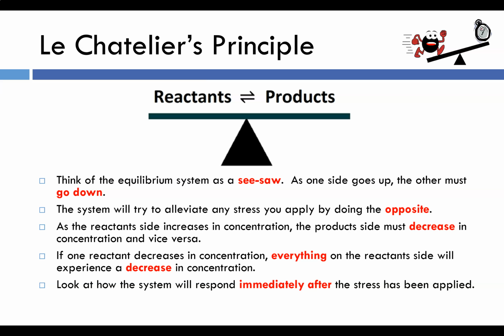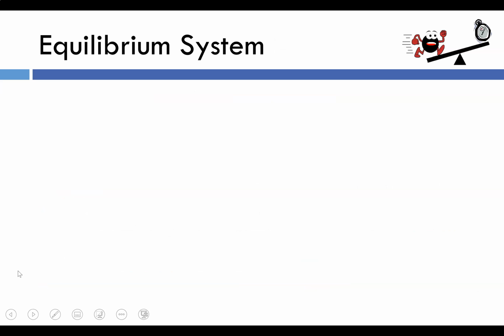And finally, we're going to look at how the system responds immediately after you stress it. So now where will the new equilibrium points be? I've caused the stress. What is happening as the system tries to reestablish equilibrium? All right, let's take a look at some examples.